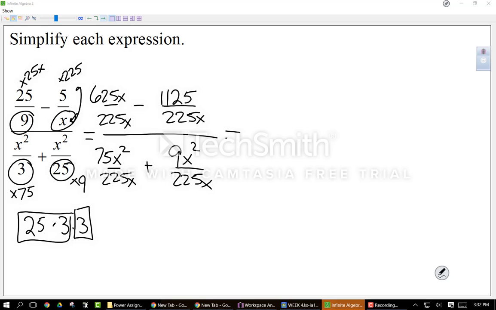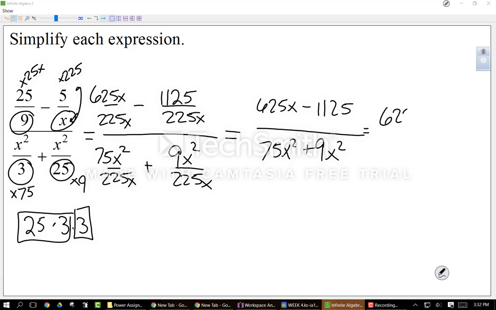Now let's kind of finish our problem. So my numerator is going to be 625x minus 1125 over 75x squared plus 9x squared. My numerator stays the same because I can't simplify it right now. Like I can't combine like terms. My denominator I can combine like terms, so I get 84x squared.